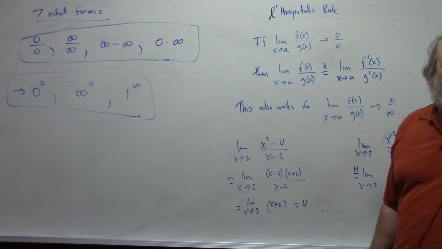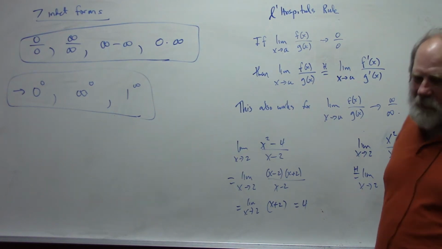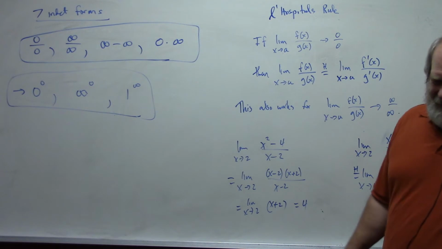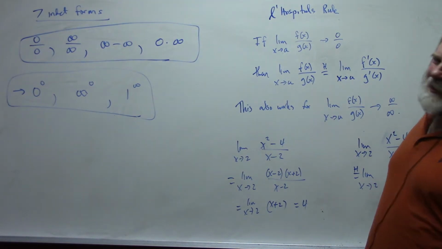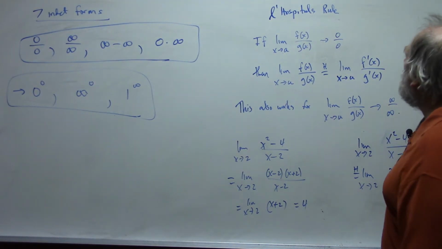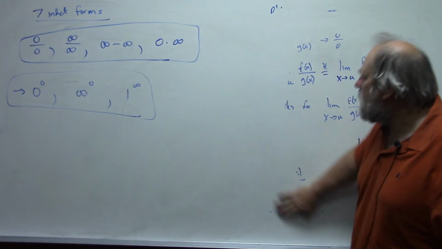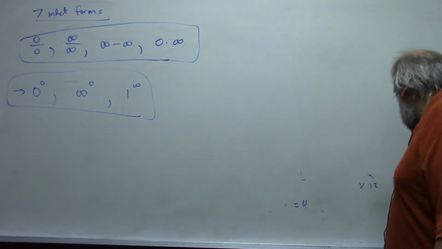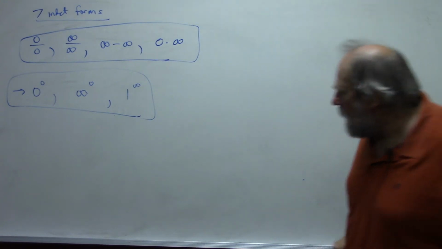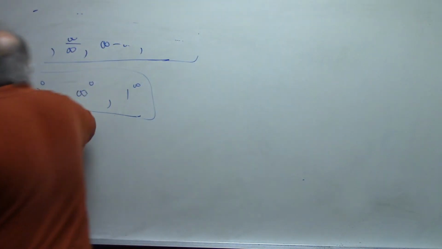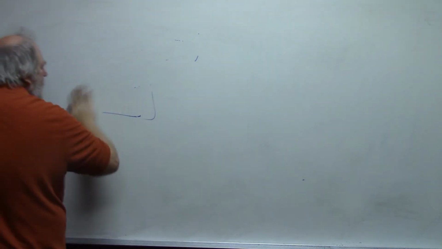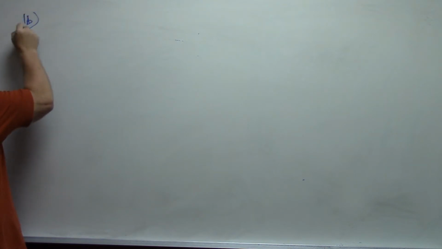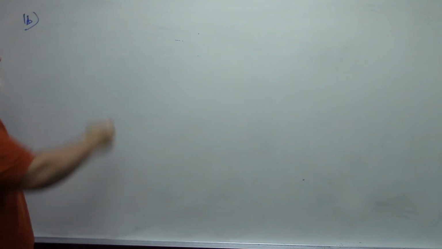But it isn't always the best way to go. Sometimes L'Hopital's rule doesn't help you. Most of the time it makes life easier, but there are some examples where L'Hopital's rule is not the way we want to go. I will give you an example of that coming up here. So, let's look at some examples. First one is 1b in your solved problems.